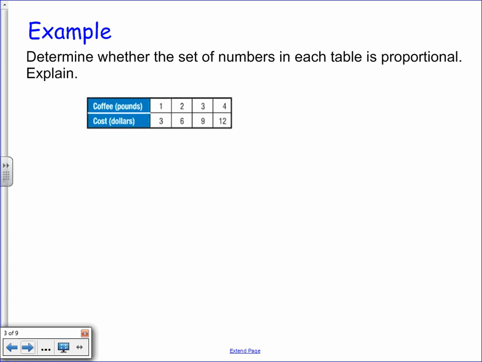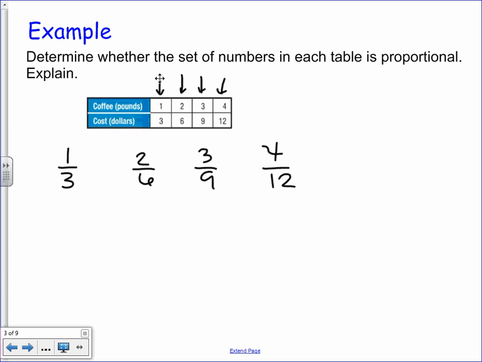Okay, so the first example is determine whether the set of numbers in each table is proportional. Well, remember what proportional means is that it's going to be a constant rate. So first of all, we need to write each of these as a rate or a ratio. So 1/3, 2/6, 3/9, and 4/12. And now I need to simplify these. So 1/3 simplifies to 1/3, 2/6 is 1/3, 3/9 is 1/3, and 4/12 reduced to 1/3 as well.